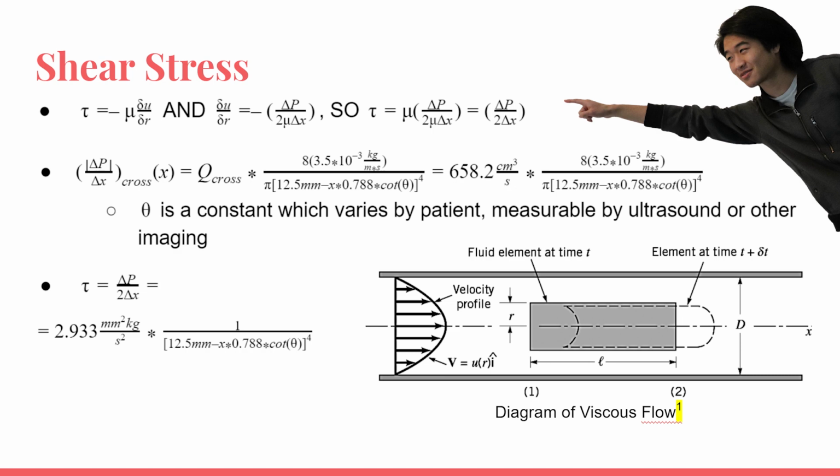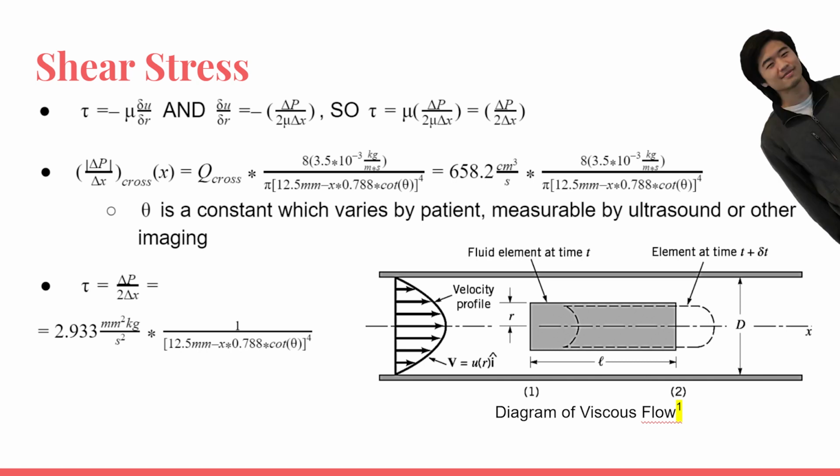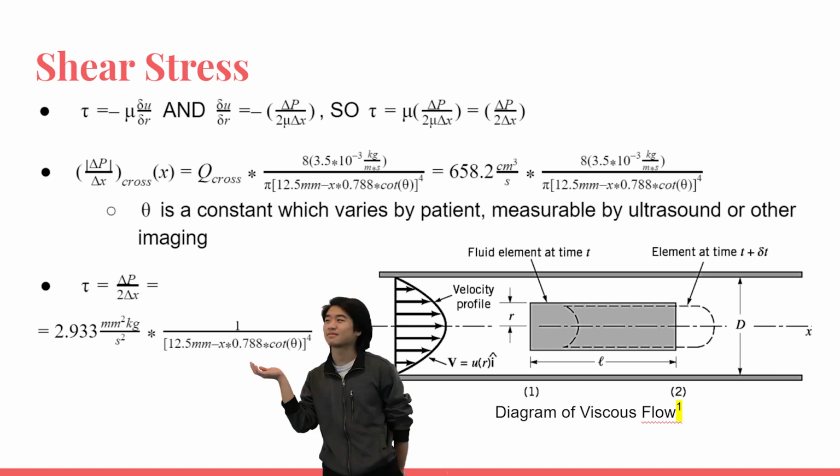The first bullet point shows equations for shear stress due to viscous flow. The second bullet point shows an equation for delta P over delta X, which is the pressure gradient across the length of the valve, as related to volumetric flow rate, which we derived in a previous section. Bullet point 3 combines the previous two to yield tau, a function of X, which allows us to find shear stress at any point X along the length of the cusp.